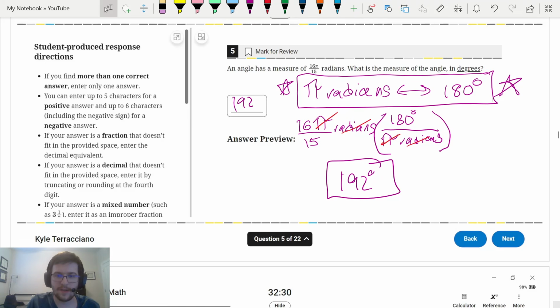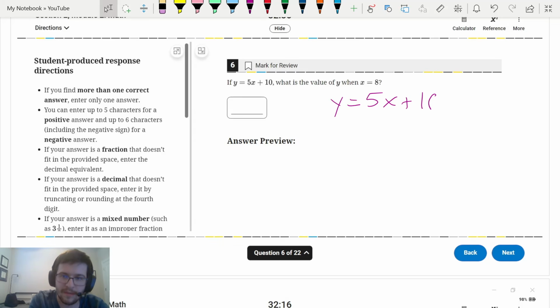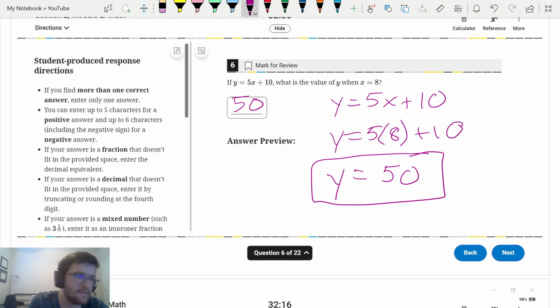So let's look at 6. Let's keep going. What is the value of y when x equals 8? Okay, so we're going to just plug in 8. And really important, we like to use parentheses when we plug in. So y equals 5 times 8 plus 10. Okay, now you can just type that on your calculator. And you should get 50. So it's 40 plus 10, which is 50. So the answer is 50. Okay, looks good to me.